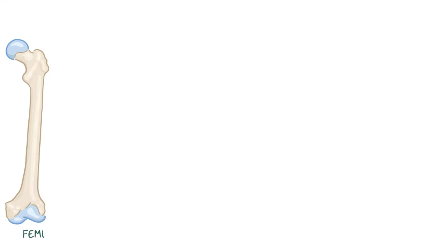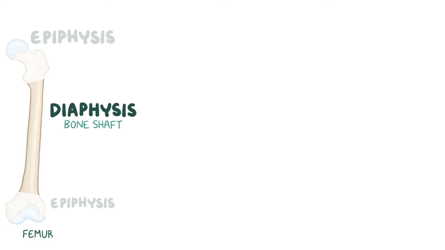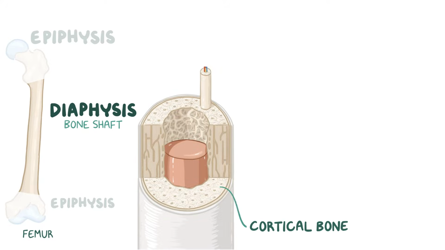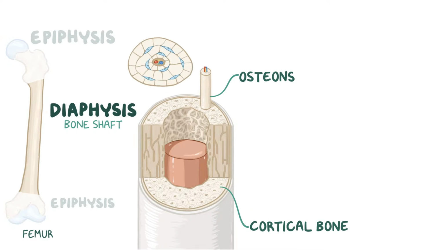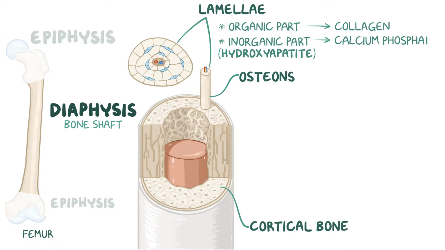Now, let's look at the femur, the longest bone in the body. The two ends of the bone that form the joints are called the epiphysis, while the shaft of the bone is called the diaphysis. Looking at the diaphysis, it has an external part, the cortical bone, which consists of many tiny cylinders known as osteons. Each osteon is made of many lamellae, which are these concentric layers made of an organic part, mostly collagen, and an inorganic part, called hydroxyapatite, which is mostly calcium phosphate.